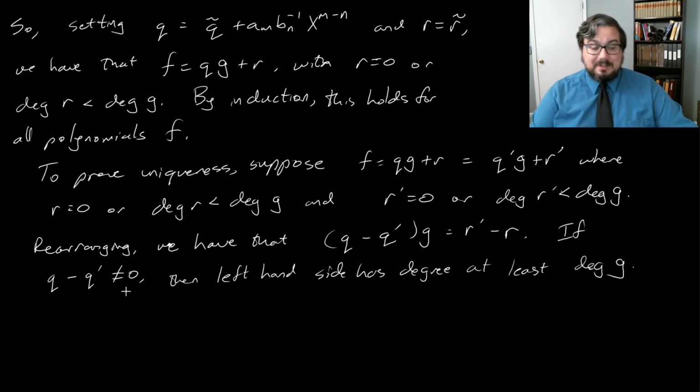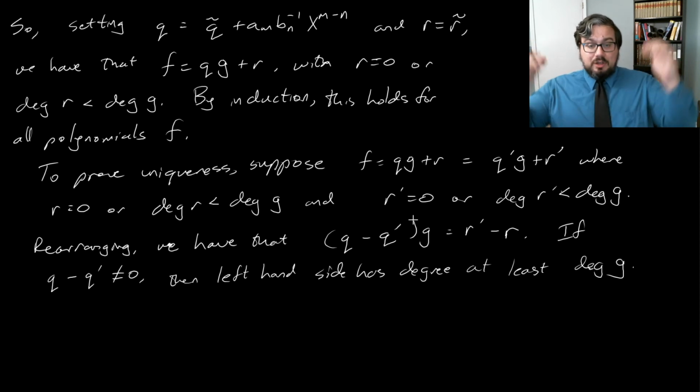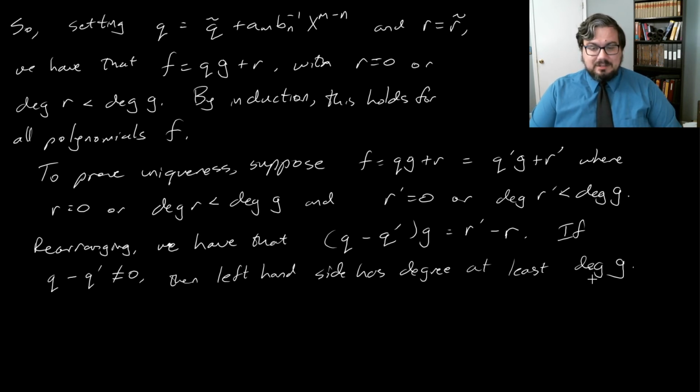If q minus q prime is not equal to 0, then q minus q prime is some non-zero polynomial, and in particular, the product of any two non-zero polynomials in a polynomial ring over a domain, such as a field, can only have a degree that goes up or stays the same. So in particular, the left-hand side has degree at least the degree of g.